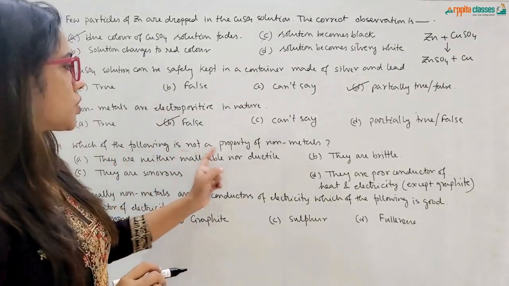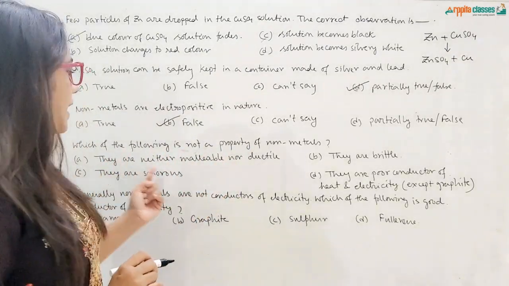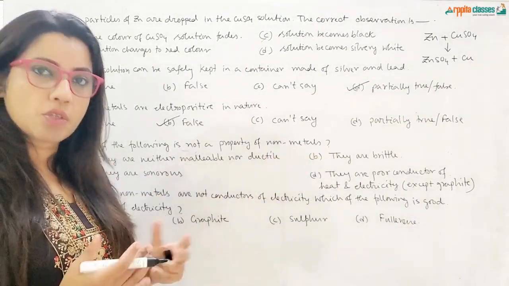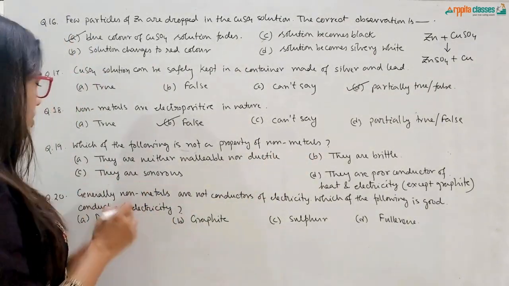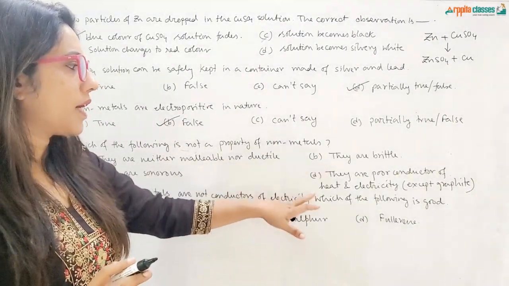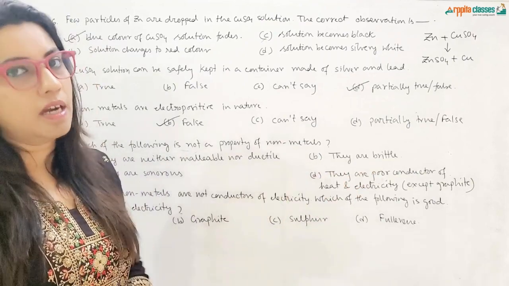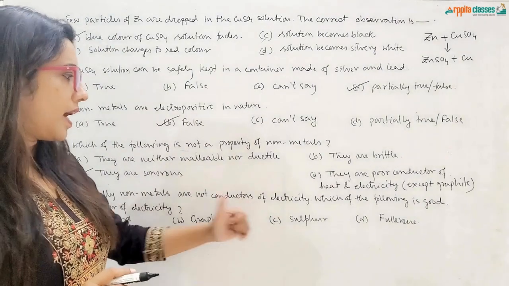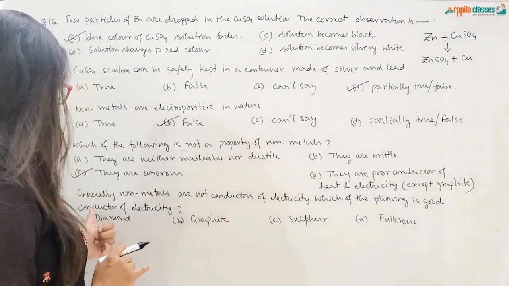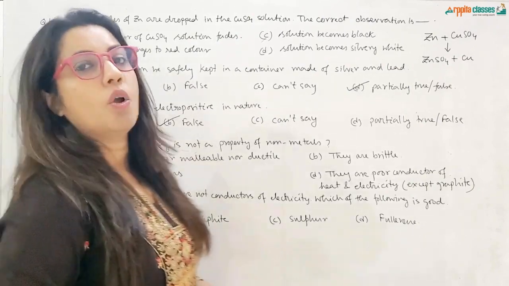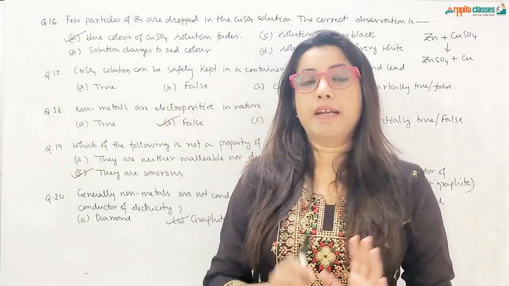Which of the following is not a property of non-metals? They are neither malleable nor ductile. This is a property of non-metals. They are brittle. This is also a property of non-metals. They are sonorous. Absolutely not. They are not sonorous at all. They are poor conductors of heat and electricity, except graphite, is a property of non-metals. Generally, non-metals are not conductors of electricity. Which of the following is a good conductor of electricity? It is graphite. Graphite is the exception where it conducts electricity.